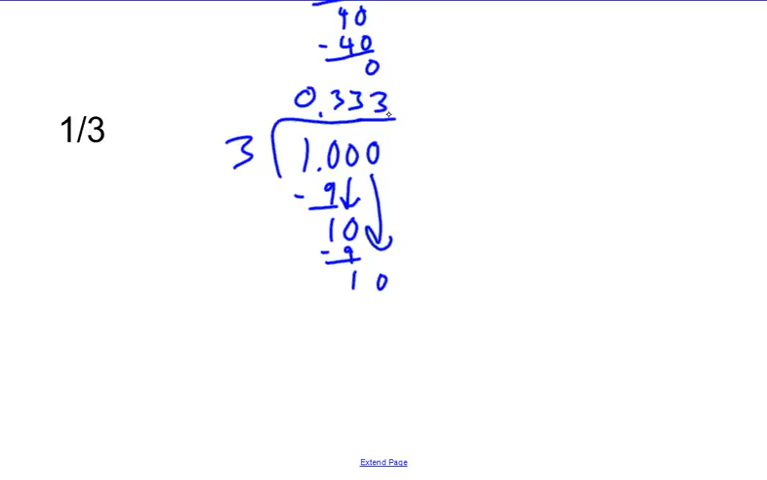And this is actually going to keep going like this over and over and over again. So this is a repeating decimal. The 3's are just repeating. So that's a good way to check that. Otherwise, you can take your calculator and do 1 divided by 3.